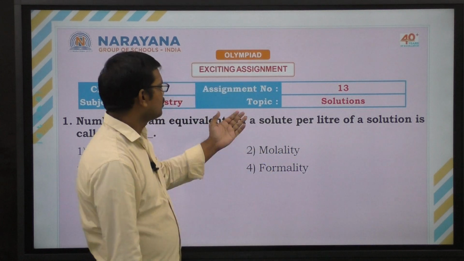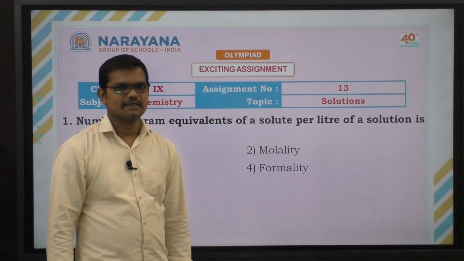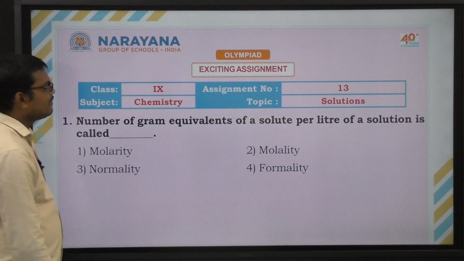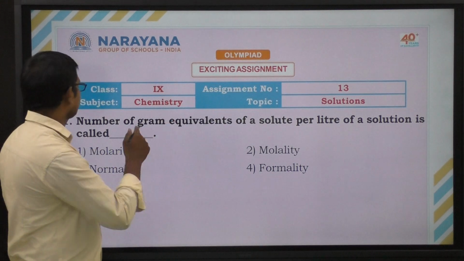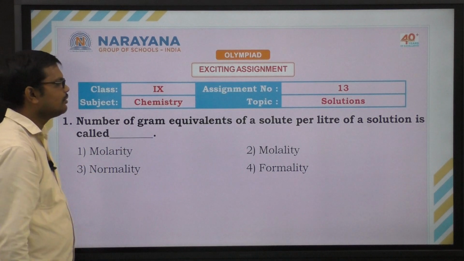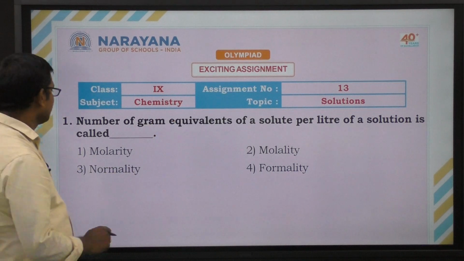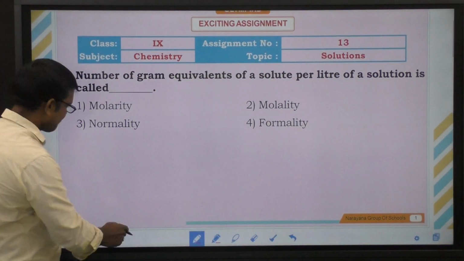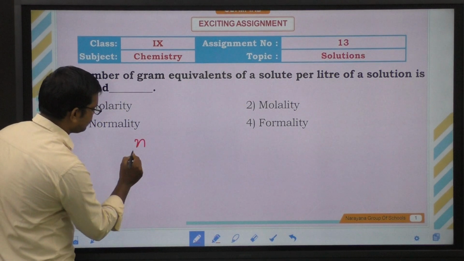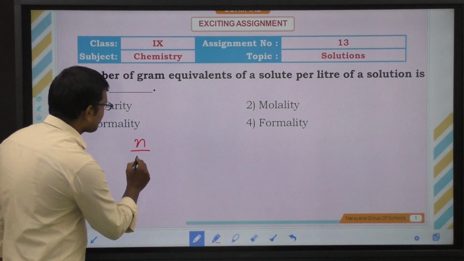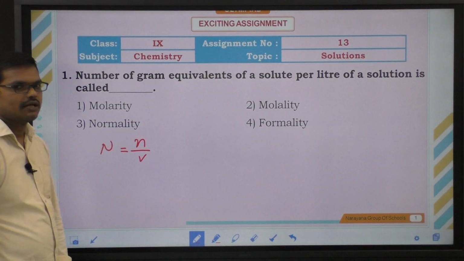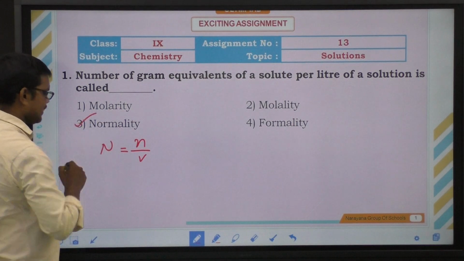Today's topic is solutions, assignment number 13, class 9. Let us explain the first question. The number of gram equivalent of solute per liter of solution is called. Read the question carefully. The number of gram equivalent of solute dissolved per liter of solution is called normality. Option 3.